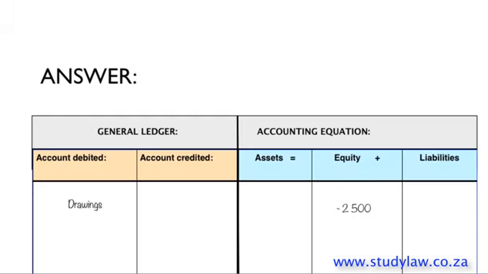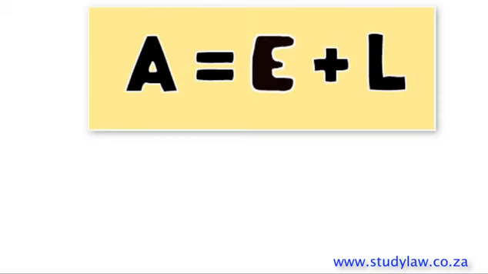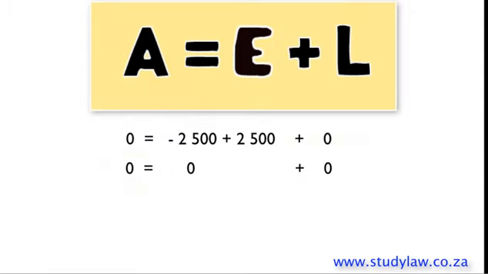Therefore, the account to be credited will be called purchases. Because we are treating this as a sale, however, our equity will not decrease, it will increase by 2,500. If we look at this using the accounting equation, we can now see that our assets of 0 are equal to our equity, which is minus 2,500 plus 2,500. The minus 2,500 and the positive 2,500 cancel each other out and equal 0, and therefore our accounting equation balances.